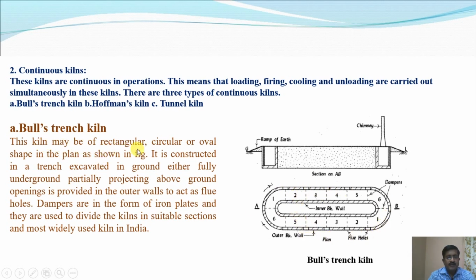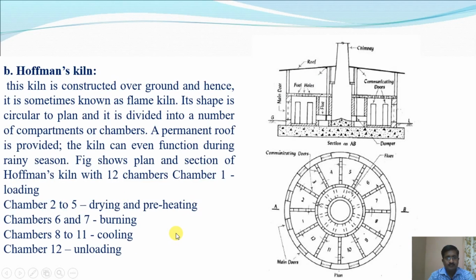This kiln may be of a rectangular, circular or oval shape as shown in the plan in the figure. It is constructed in a trench excavated in the ground, either fully underground or partially projecting above the ground. Openings are provided in the outer walls to act as flue holes. Dampers are in the form of iron plates and they are used to divide the kiln into suitable sections. It is the most widely used kiln in India.